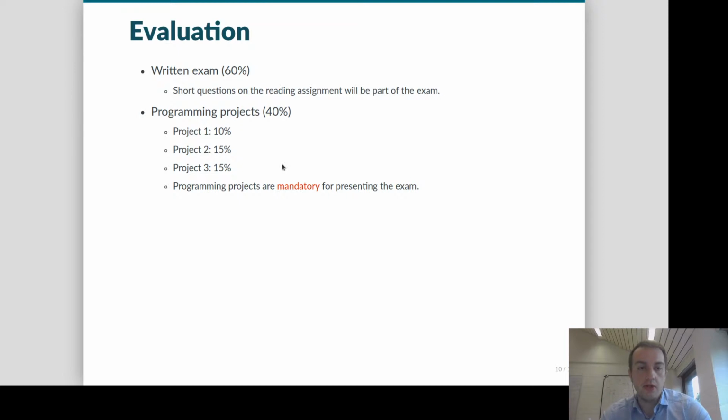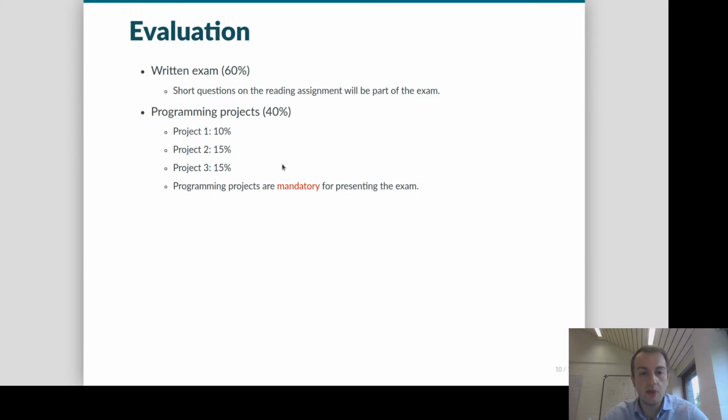For the evaluation, you will have a written exam, and this written exam will account for 60% of the total grade. This exam typically includes short multiple choice questions that broadly cover your knowledge of the entire course, and then exercises, including or not some part of theory, which would be similar to the kind of exercises that Antoine will do with you.